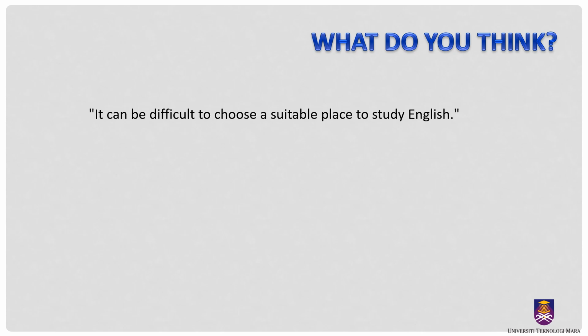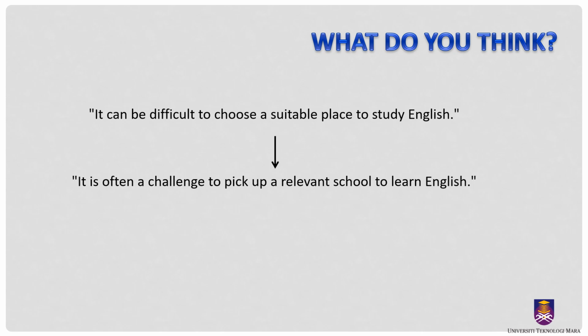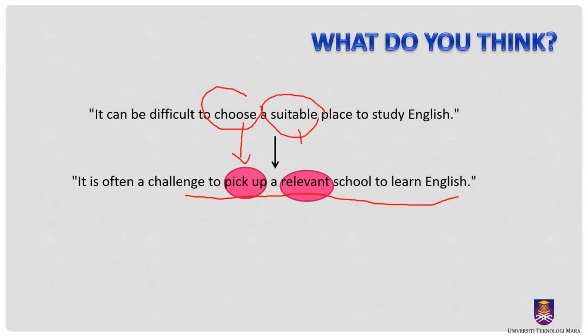Now we have the next example. All right, and then you need to think about this sentence. It can be difficult to choose a suitable place to study English. And when you try to change, you change to, it is often a challenge to pick up a relevant school to learn English. All right, look at the words that you have changed. So you change the word choose to pick up. And suitable, you change to relevant.